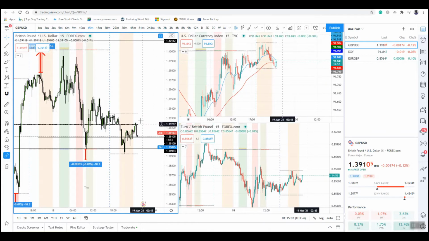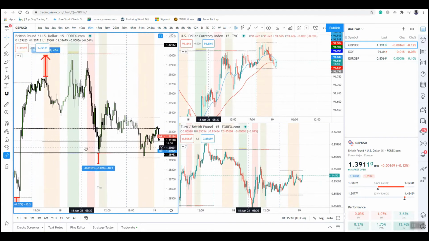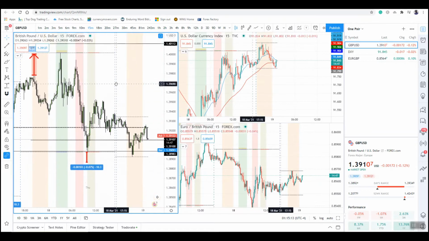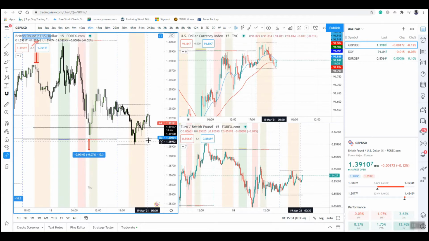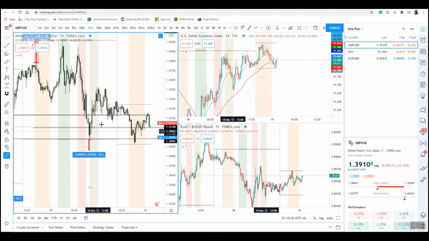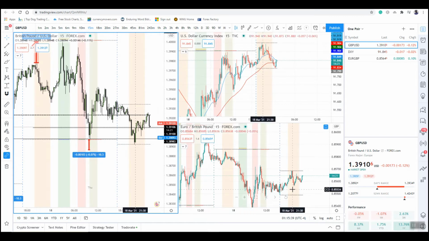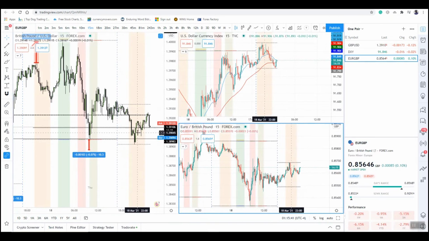And see what I see here, man. These highlighted sections are actually times. If you go to ICT's YouTube channel, he talks about Asian kill time, London kill time, New York kill time. But on TradingView, you can put an indicator up and use it so it can be automated. With that in mind, let's use this prior price action with the Asian kill time.